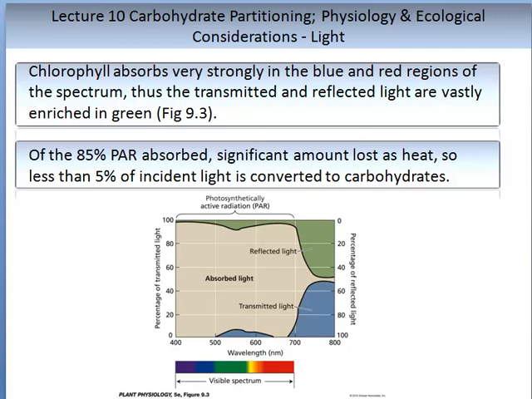You can see a visual representation of this in figure 9.3 on the slide. Of the 85% photosynthetic active radiation absorbed, a significant amount is lost as heat, so less than 5% of the incident light is converted to carbohydrates.